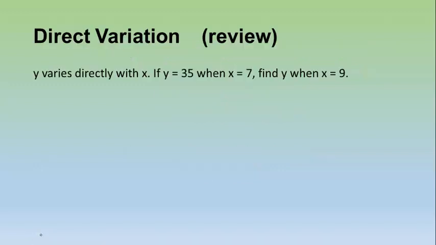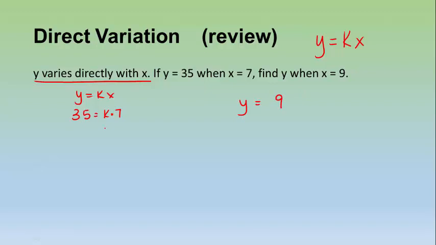So direct variation should be a review. Remember, this is of the form y equals k times x, where k serves as our constant of variation. Just another practice problem on this. If y varies directly with x, so y equals kx comes from the first sentence. If y equals 35 when x equals 7, we need to find y when x equals 9, which means I have to find out what the k value equals. In this case, it's 5. So 5 times 9, so y equals 45, and that's the process.